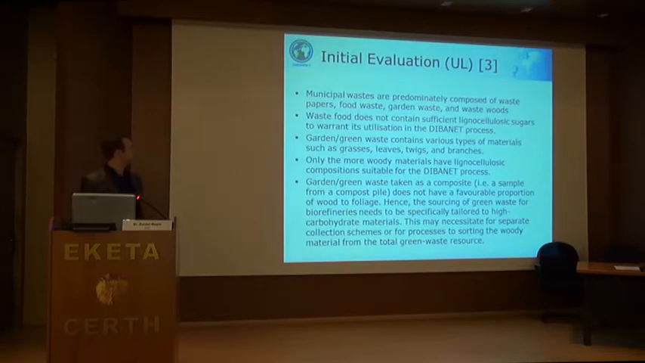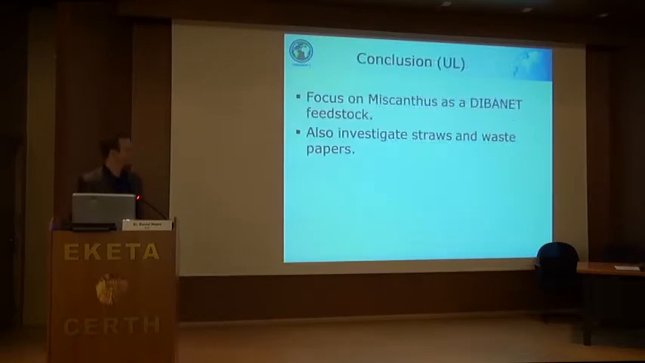We also looked at municipal wastes. Waste food is not suitable due to its low sugar content and low cellulose content. Green waste can have significant cellulose contents, but it depends what type of green waste you're talking about. If you're using woody material, it's of value. If you're using grass and foliage, generally there's not enough carbohydrate in that material. So from the University of Limerick, we concluded miscanthus is the best feedstock to focus on. We also investigated cereal straws and waste paper materials.